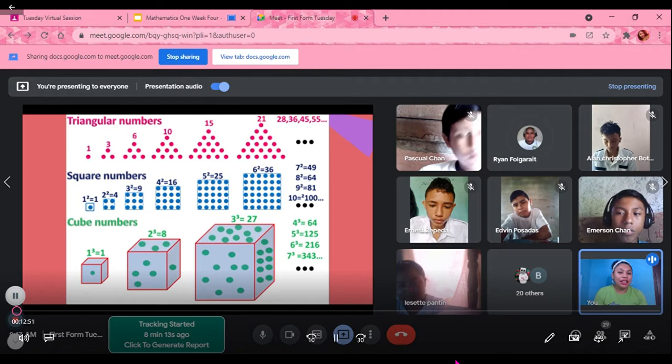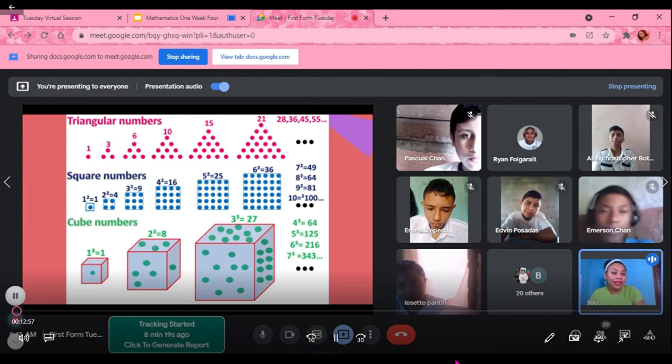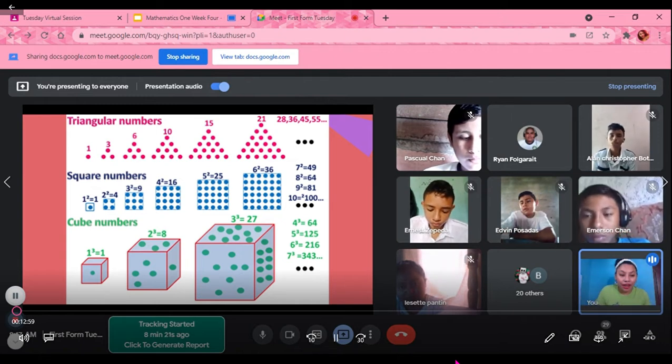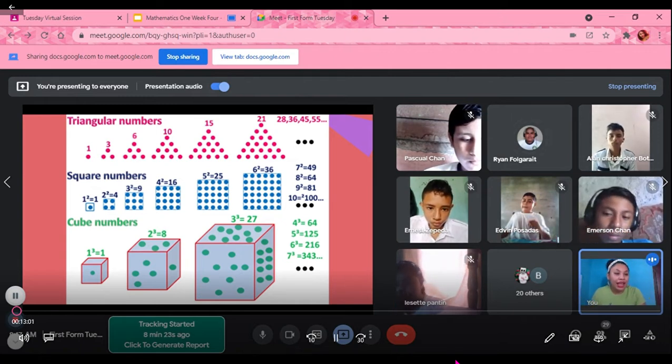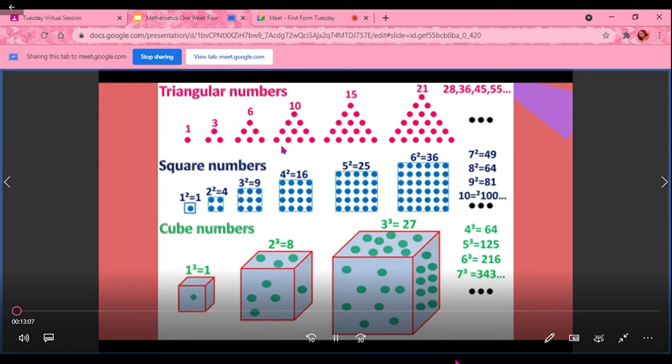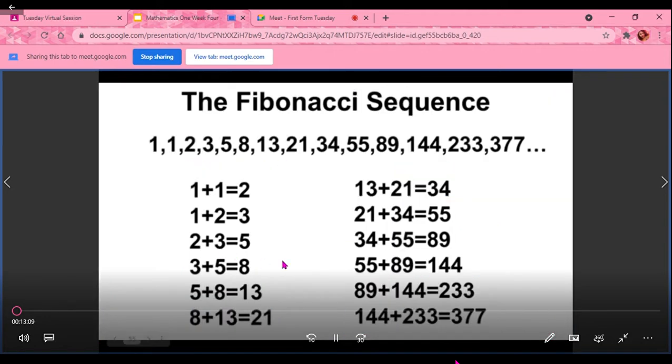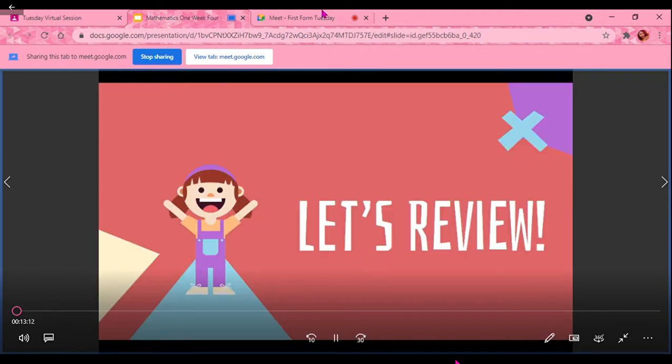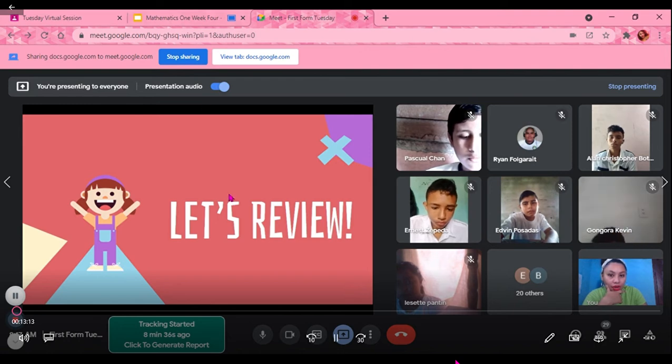So then the following number after 28, I'm going to add 8 to it. And the following number after that, I'm going to add 9 to it. And the following number after that, I'm going to add 10 to it. And that is how the triangular numbers go increasing. All right? Anybody has any questions? No. Okay.